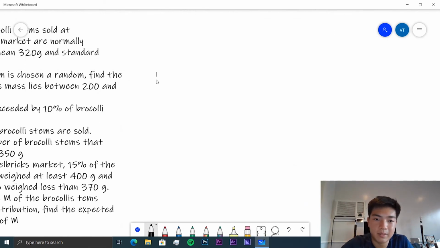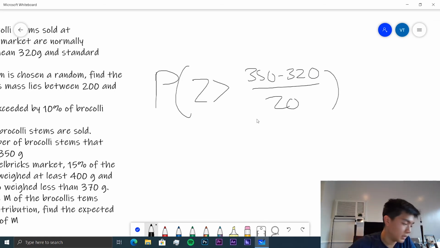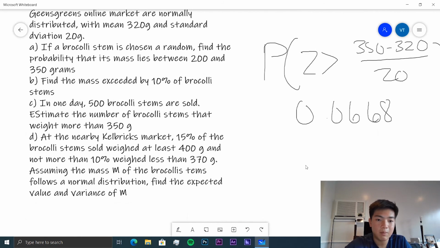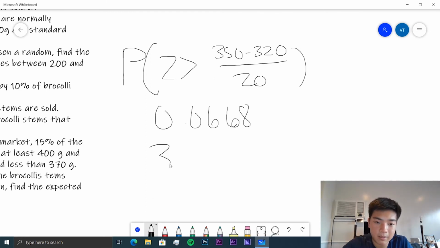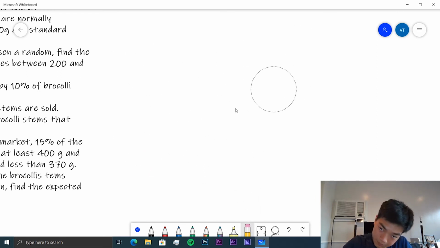So we need to find the probability that Z will be greater than 350 minus 320, divided by 20. So it's greater than 3/2, which is equal to 1 minus 0.9332, which is 0.0668. So we would expect around 7% of the stems to be more than 350 grams. So if we multiply this by the 500 stems sold, we would expect around 33.4 stems to exceed this value. Nice.